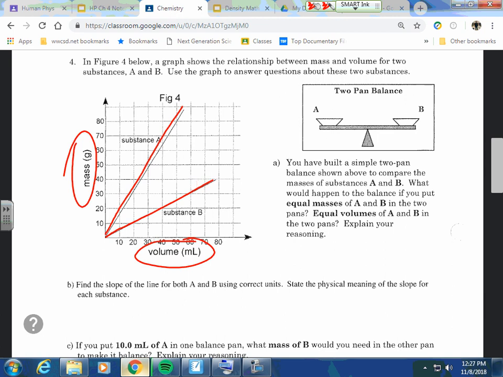What would happen to the balance if you put equal masses of A and B in the two pans? If you put equal masses in a two pan balance, is it going to tip one way or the other? It's just going to stay the same, right?